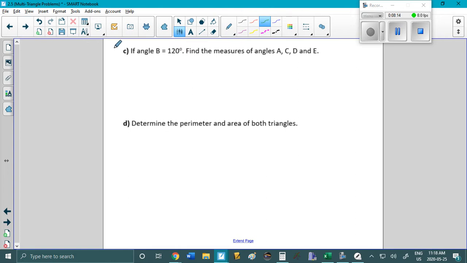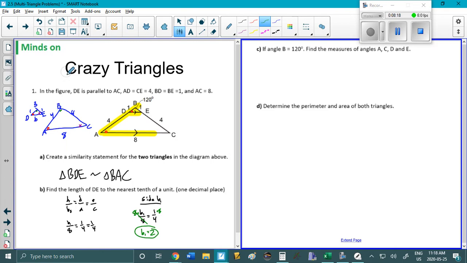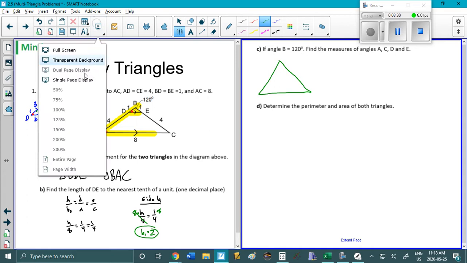Okay, if angle B equals 120, find the measures of the other angles. Well, this is actually really easy. So if we look at this triangle here, let's do the big guy. Okay, so if that's, oh no, I made a mistake. How many of you caught my mistake? I made a big mistake.